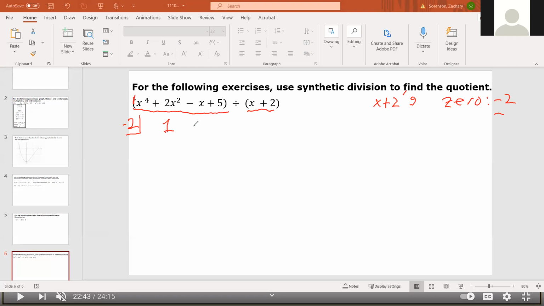The coefficient associated with x cubed. Now I always want to go in descending order. I always want to go 4, 3, 2, 1, constant. So what is the coefficient associated with x cubed here? It's a little bit of a trick question. Would it be 0? Yeah, there isn't an x cubed, so you need to put in that placeholder of 0. So we can maybe make a note to the side.